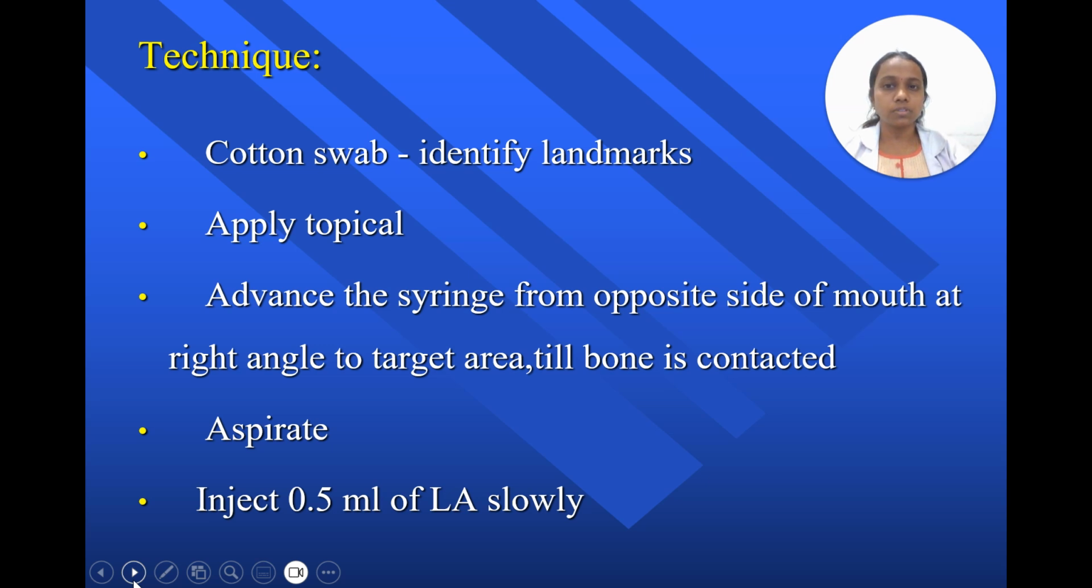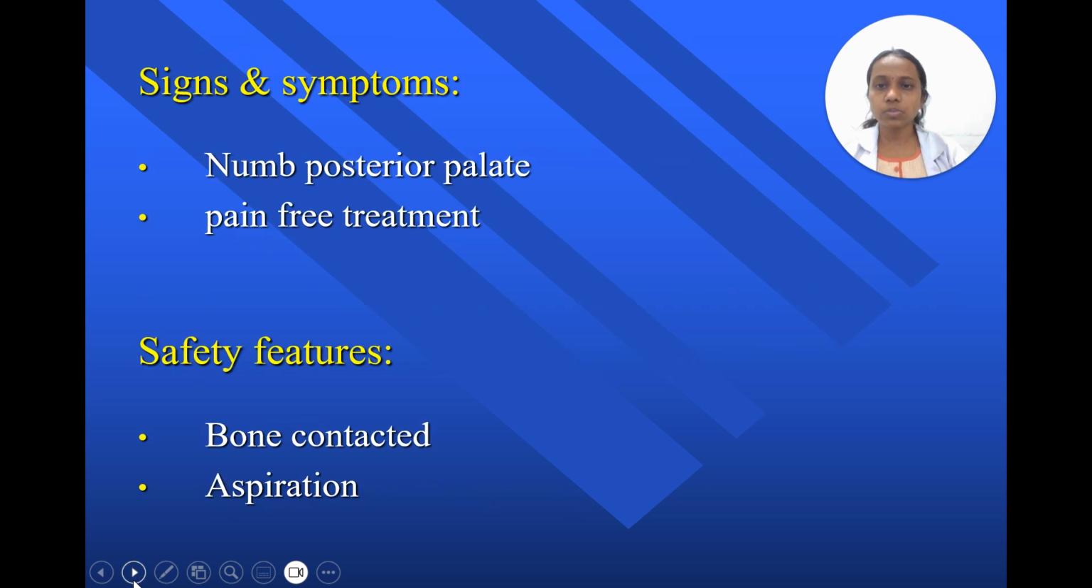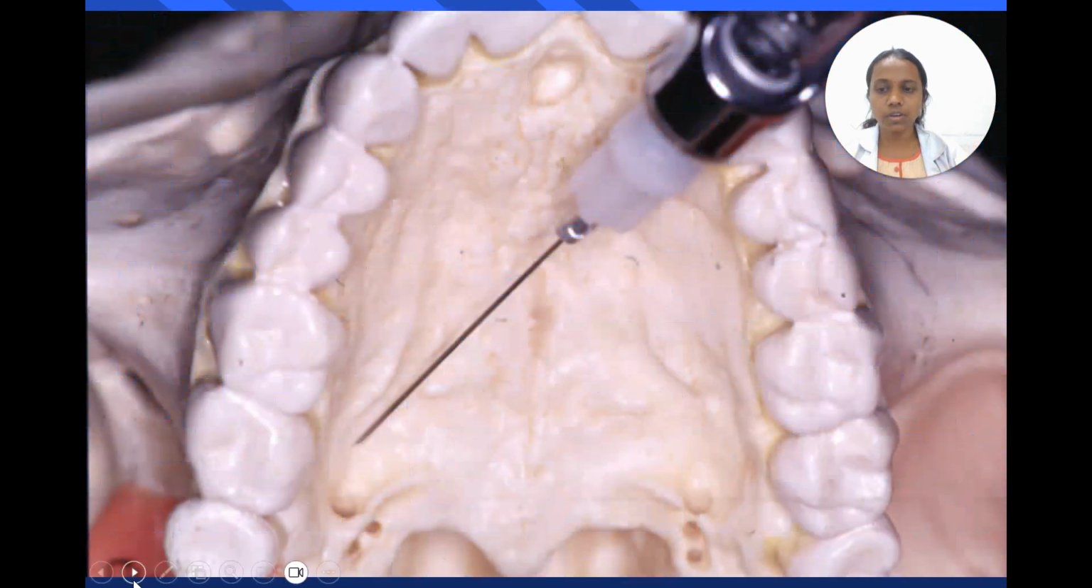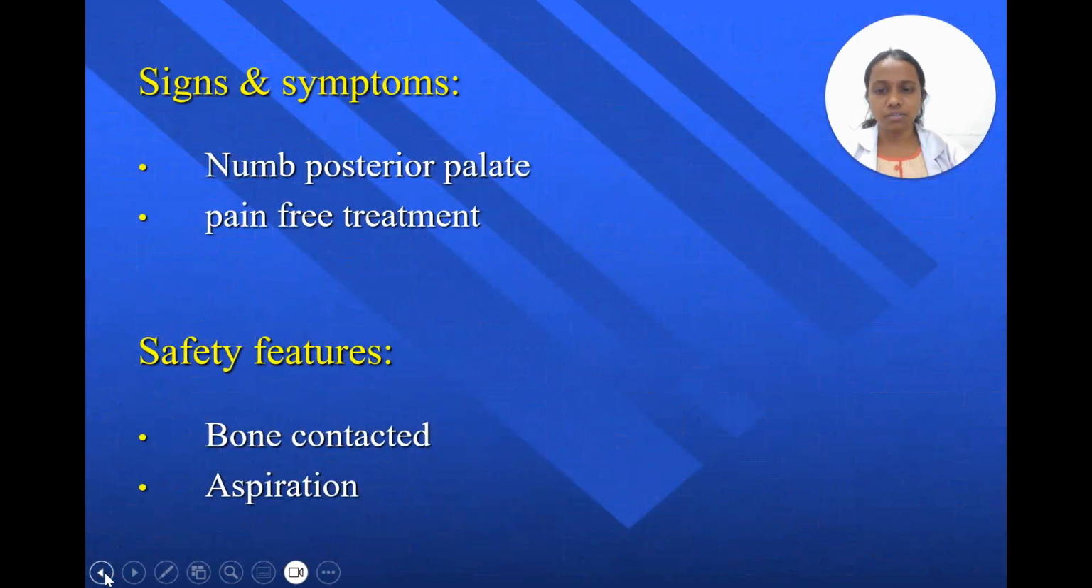The technique involves identifying the landmarks with the help of a cotton swab, applying a topical anesthetic agent, and advancing the syringe from the opposite side of the mouth at right angles to the target area till the bone is contacted, then aspirating. Once the aspiration is negative, slowly inject 0.5 ml of local anesthetic agent opposite the crown of the second molar. Signs and symptoms are numbness in the posterior hard palate and pain-free dental treatment. Safety measures are bony contact and negative aspiration.